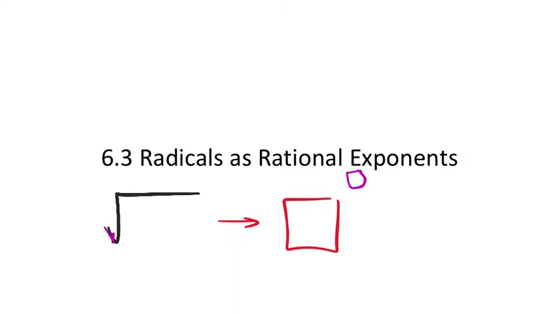6.3, radicals as rational expressions. So these radicals, like a square root, we now need to show them as exponents. So you can have a base, and it's going to be the exponent right there, the square root, okay?